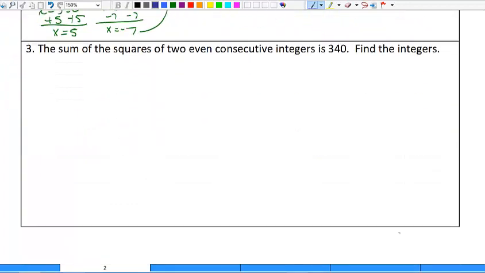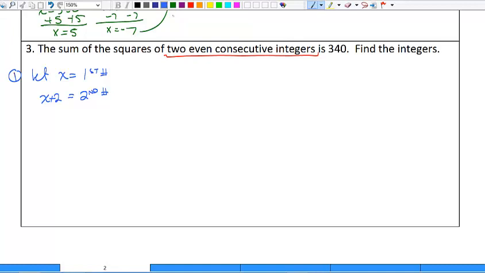Alright, the third problem here says: the sum of squares of two consecutive even integers is 340. Find the integers. Okay, I see these words, two consecutive integers, right here. When I am doing step 1, which is to define my variables, I'm going to let x equal my first number, and then because it says consecutive even, I'm going to have x plus 2 be my second number.